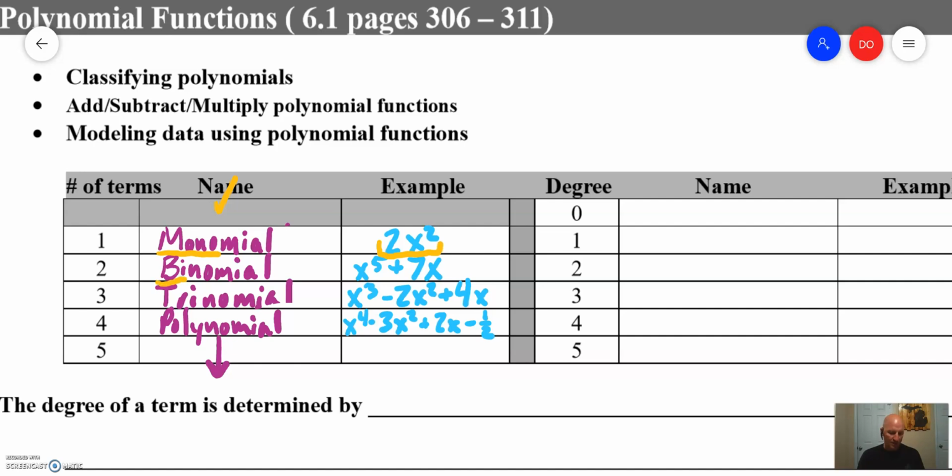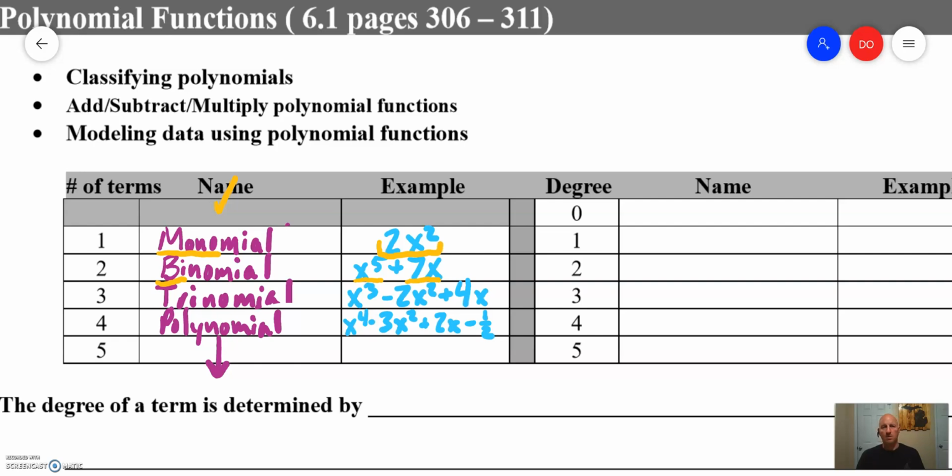Moving to a binomial, so bi meaning two, like bilingual, you can speak two languages. Binomial means two monomials put together, so we have the x to the fifth plus the 7x. That's two terms, therefore a binomial. And then so on, we have a trinomial, which is three terms. And then everything after that, we sum up with the word polynomial. So if you had four terms, you'd say it's a polynomial with four terms. Or if it had 7 different terms in it, a polynomial with 7 terms.